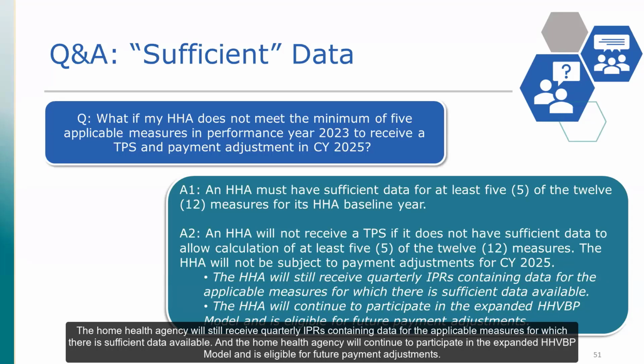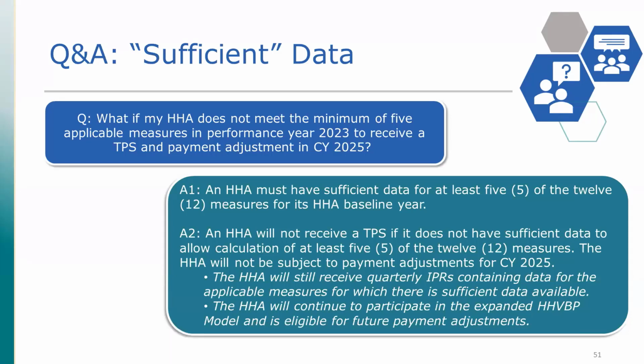The home health agency will still receive quarterly IPRs containing data for the applicable measures for which there is sufficient data available. And the home health agency will continue to participate in the expanded HHVBP model and is eligible for future payment adjustments.